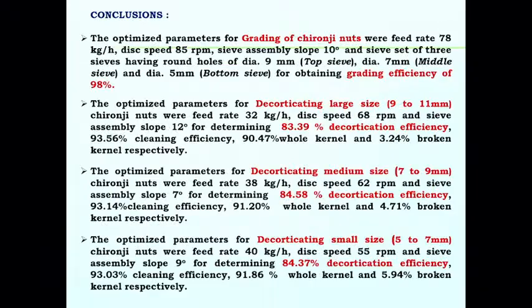We have also made an MOU with Madruka Plastic Works, and nearly 6 products we have sold up till now. And these are my final conclusions: for the grading of chironji nut we get nearly 98% grading efficiency, then decortication efficiency for large seeds, large meaning 9 to 11 mm because the range is 4 to 12, is 83%, for medium we got 84%, and for small size we got 84.37%, along with good kernel capacity.